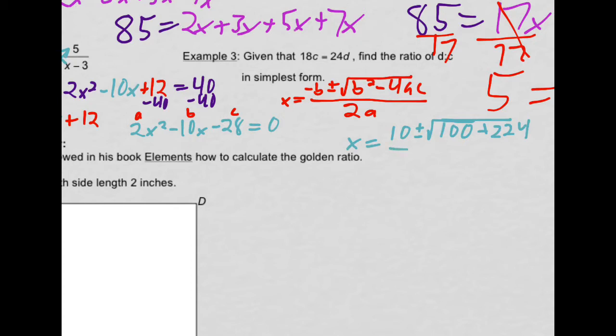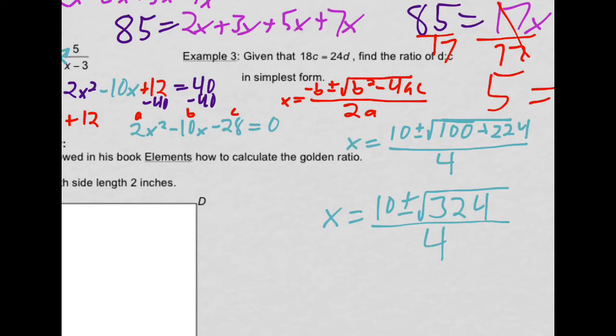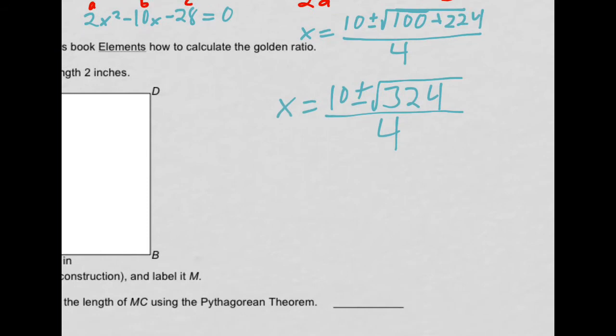And you divide all that by 2a. So a is 2, 2a is 4. So that boils down to x equals 10 plus or minus the square root of 324, all over 4. The square root of 324 is 18, so 10 plus or minus 18 over 4.